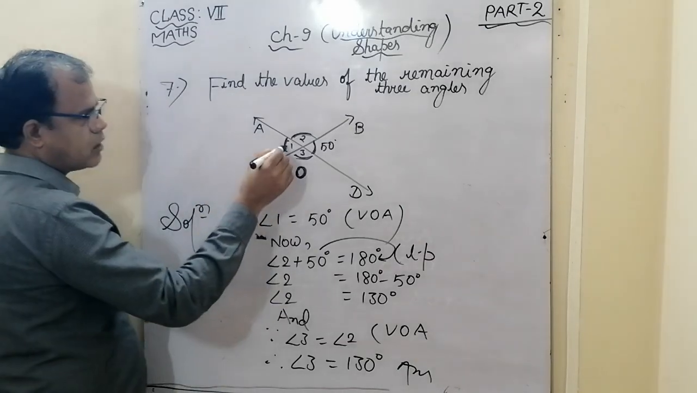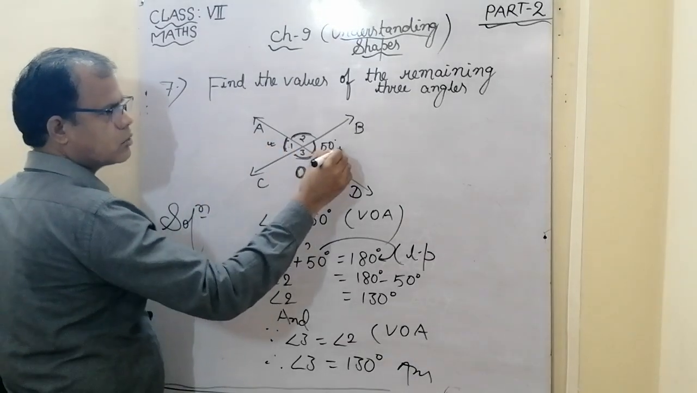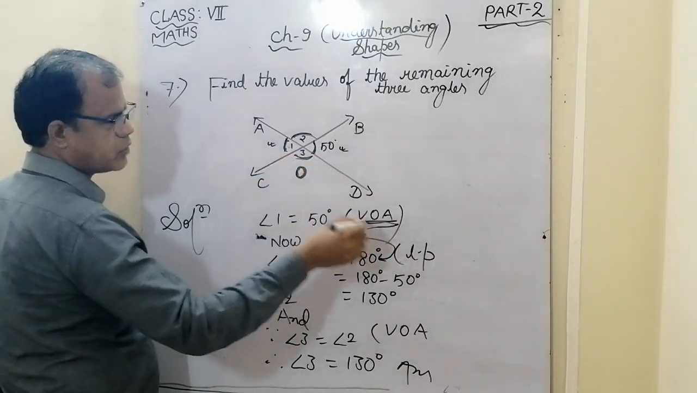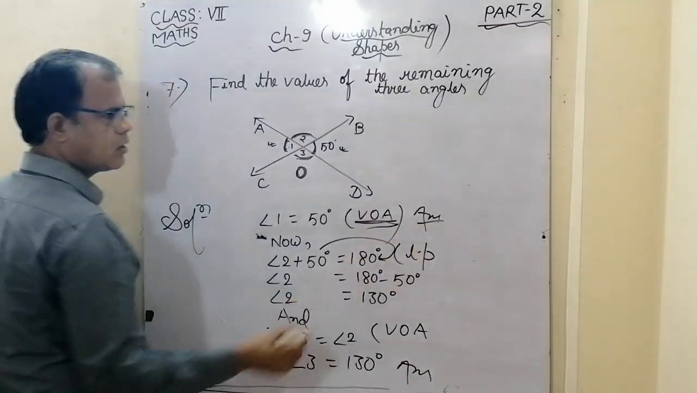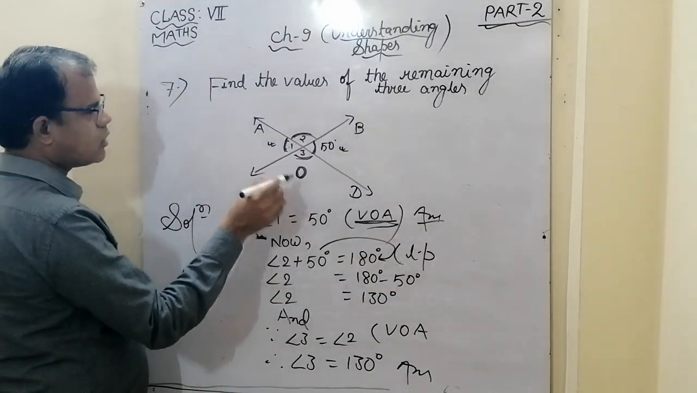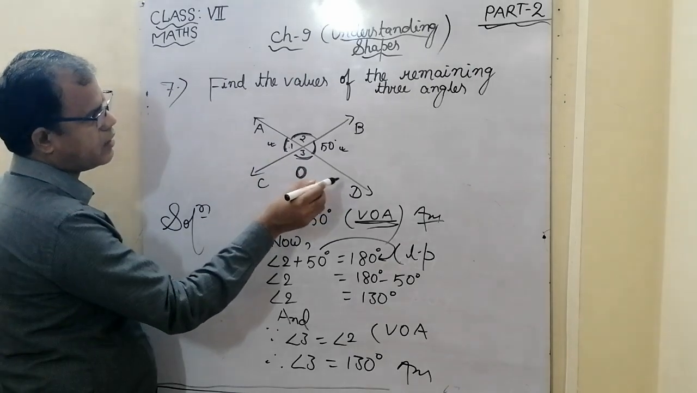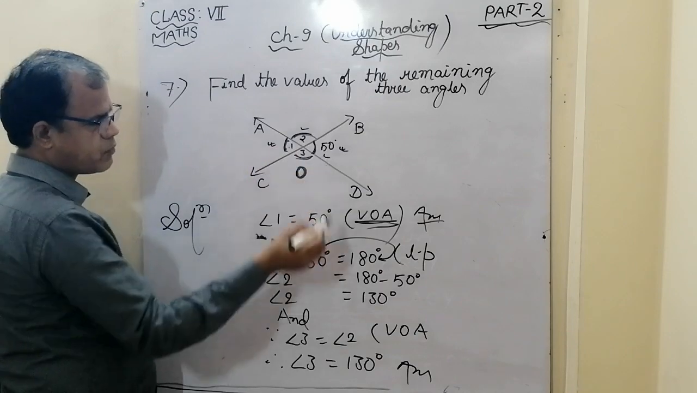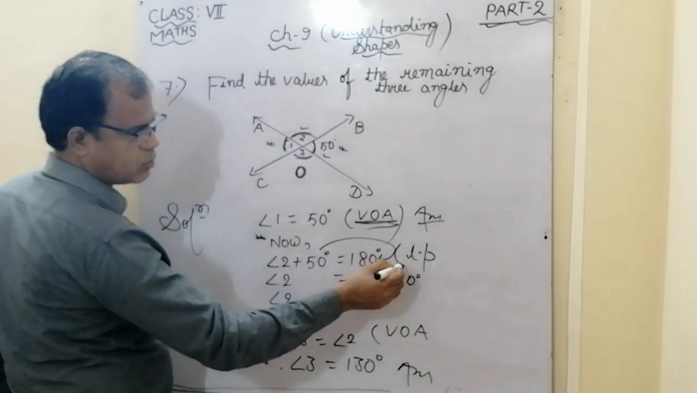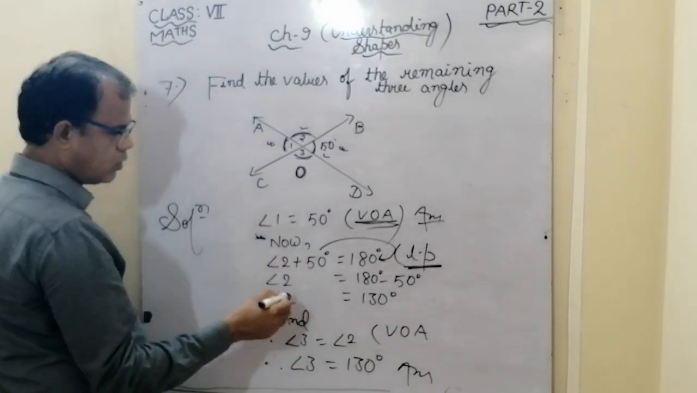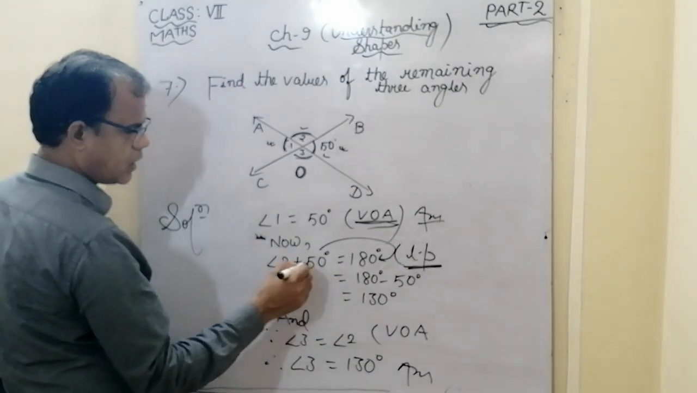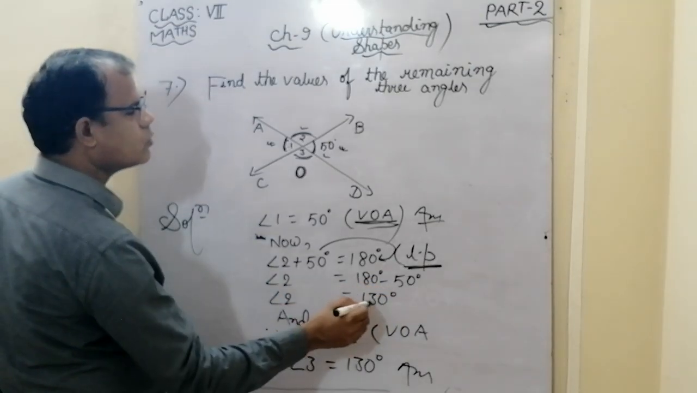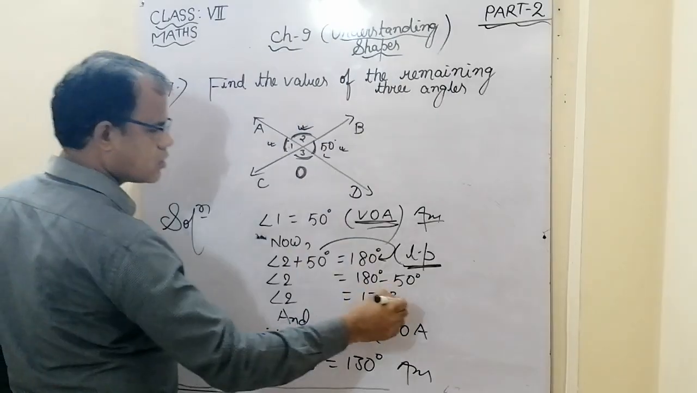So look here, angle 1 is equal to this angle and this angle. Why? Vertically opposite angles. So angle 1 is equal to 50 degrees. This is the first angle. Next, look here. AD is a straight line, and here 2 angles are formed. So angle 2 plus 50 degrees equals 180 degrees. Why? Linear pair. So angle 2 equals 180 minus 50, so angle 2 equals 130 degrees.